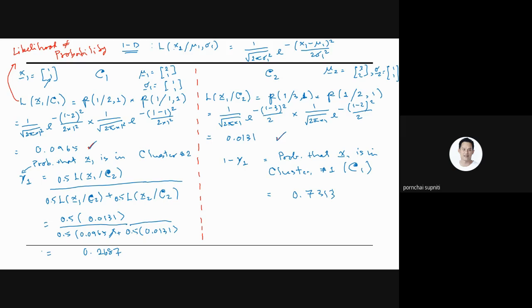Okay, so we can repeat this process. We are still at step number 2. So we can repeat this process to compute the likelihood that x2 will be in cluster 1, x2 will be in cluster 2, and then do all the way until x8. Okay, I have computed some of them already, so let me write down up here.